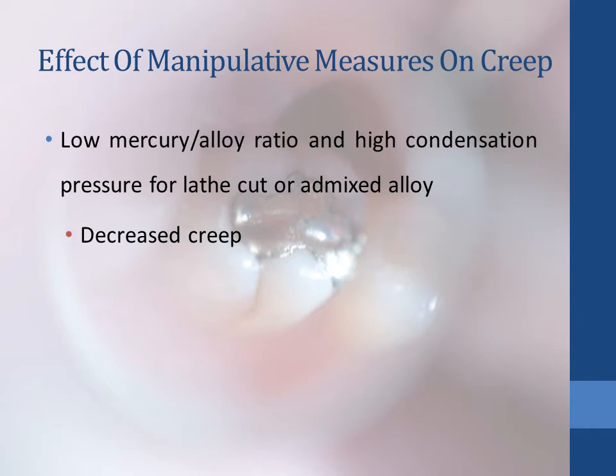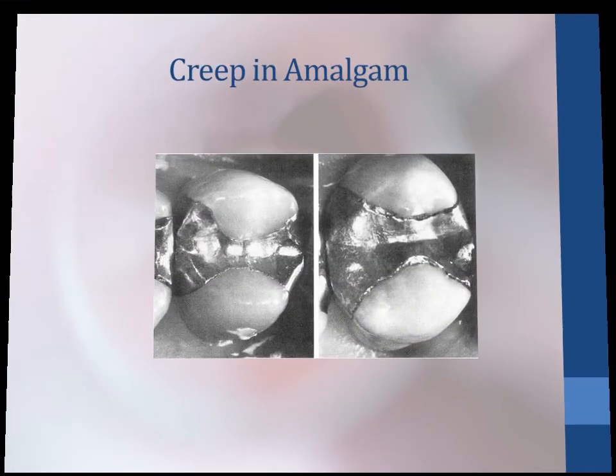So the manipulative measures on creep, what can you further do to decrease creep? So the low mercury alloy ratio, because basically creep is taking place due to mercury. If you keep the mercury alloy ratio low and apply high condensation pressure, so again for lathe cut or admix, so that again the excess mercury is removed, this leads to a decrease in creep. So these are the manipulative measures as a dentist you can do, to further decrease the chances of creep in your filling.